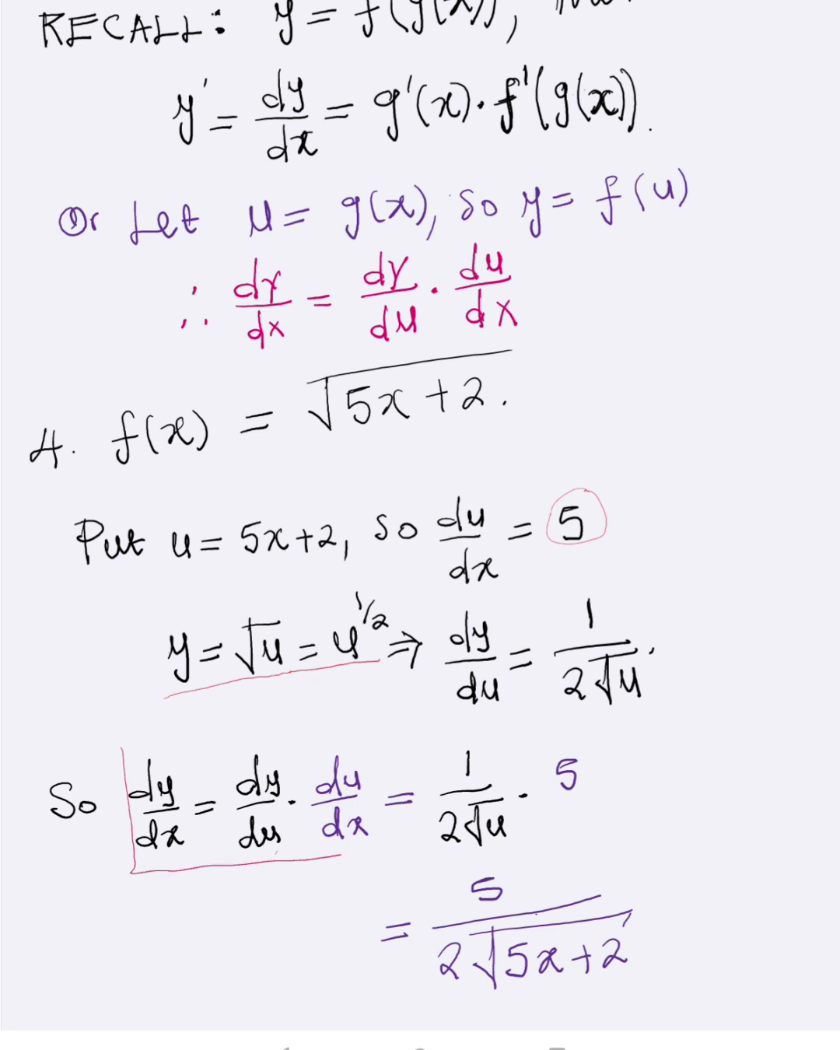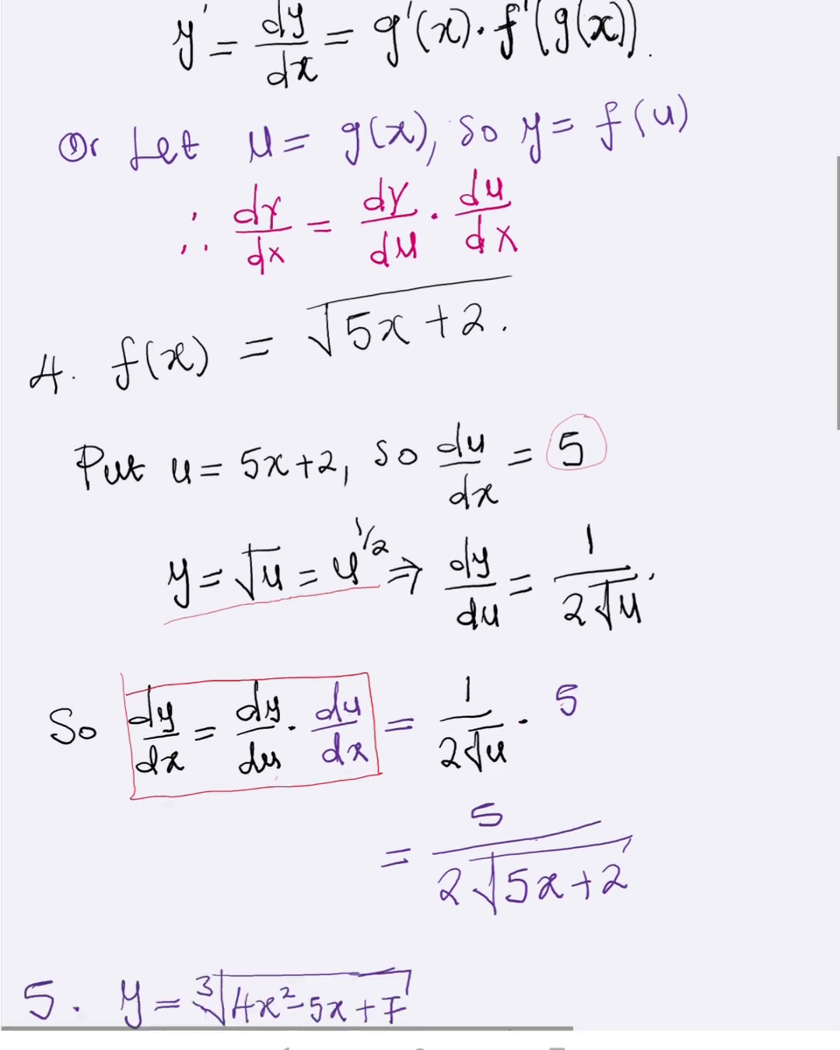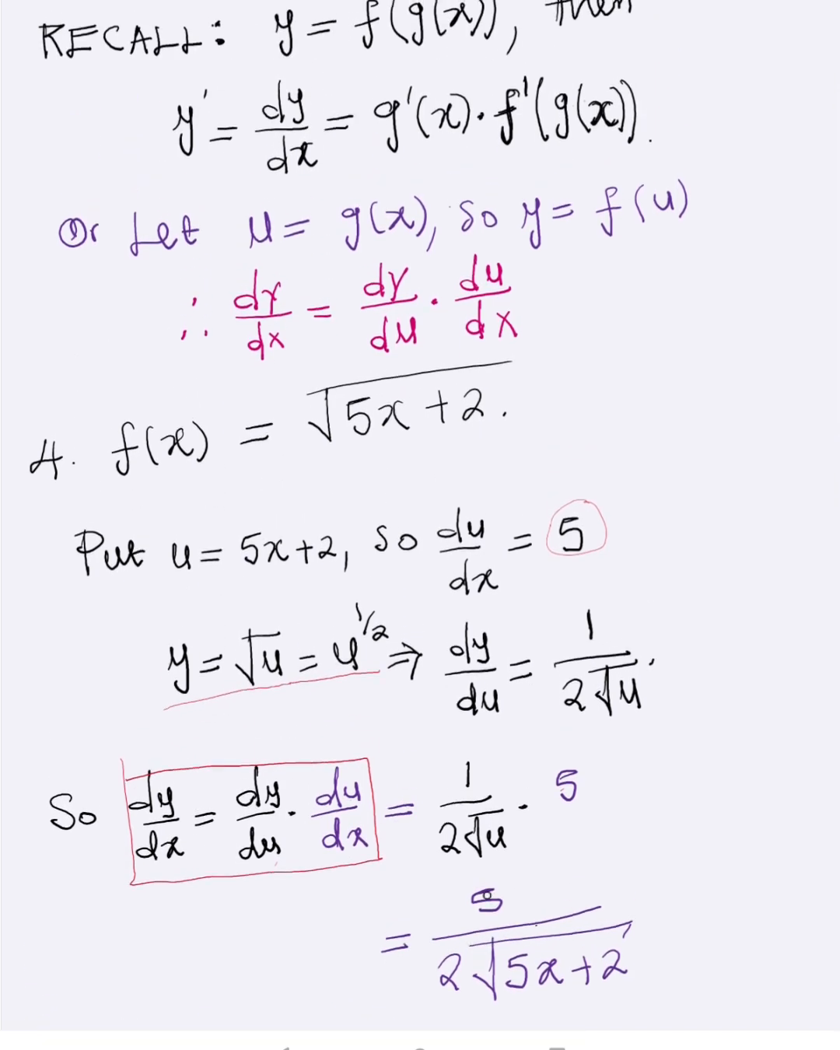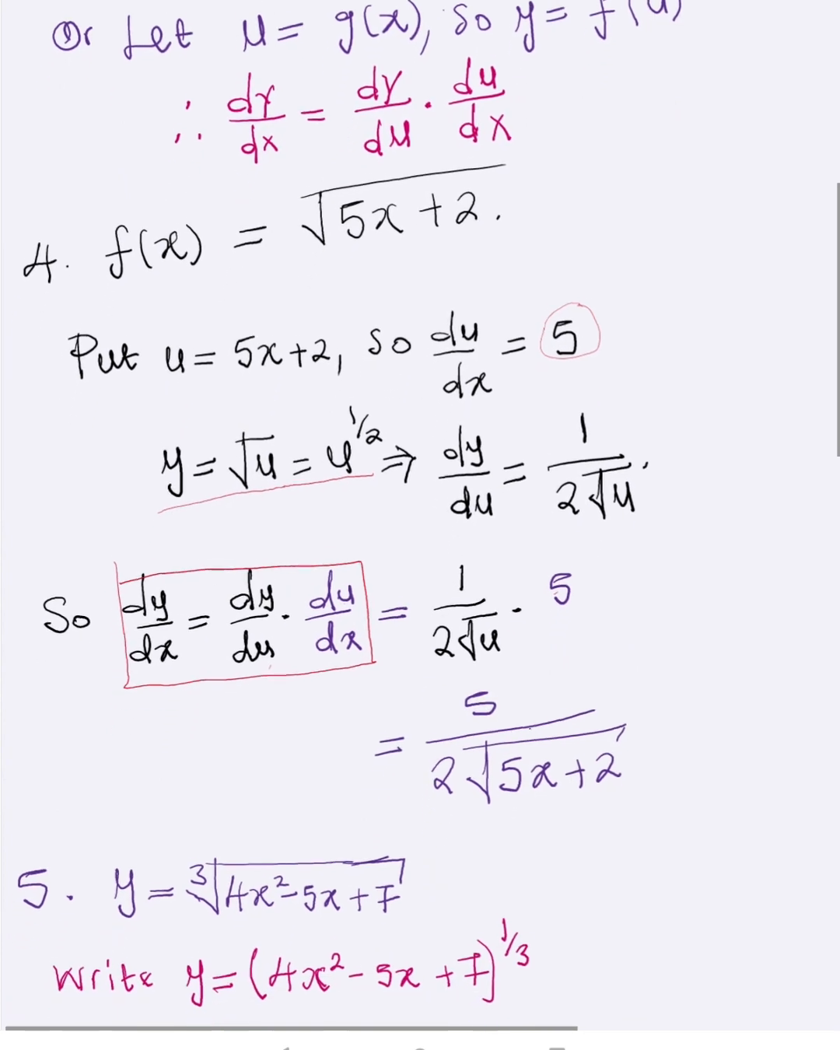So this is just the formula. Now, the derivative of y with respect to u is 1 over twice the square root of u, multiplied by the derivative of u with respect to x, which is 5. So we can take that multiplication and get 5 over twice the root of 5x plus 2. Now, we are saying 5x plus 2 here because in the initial step, we said let u be equal to 5x plus 2. So that is how you find its derivative.